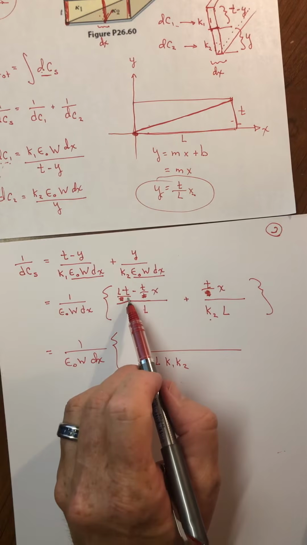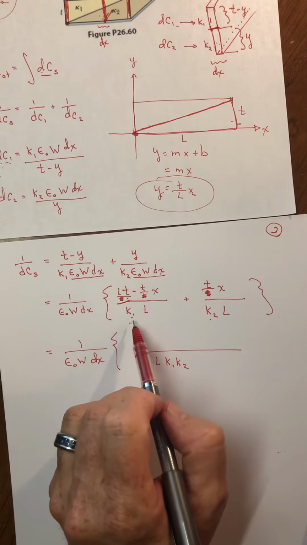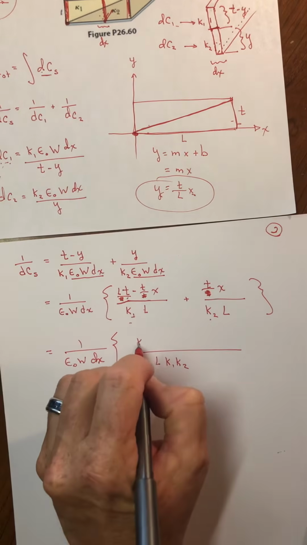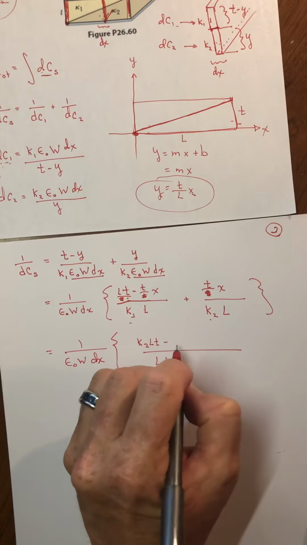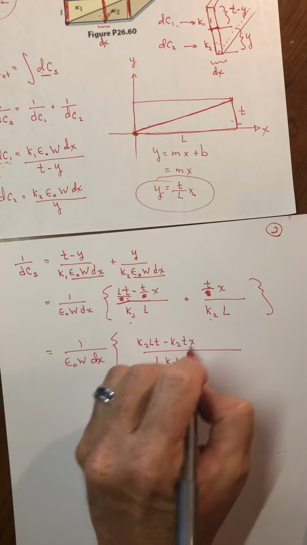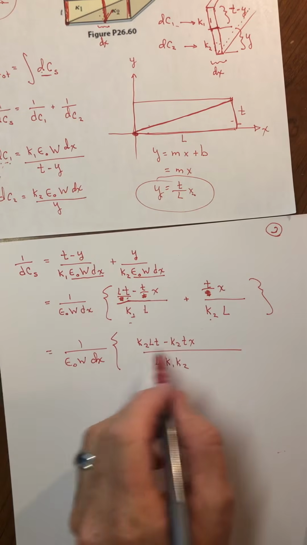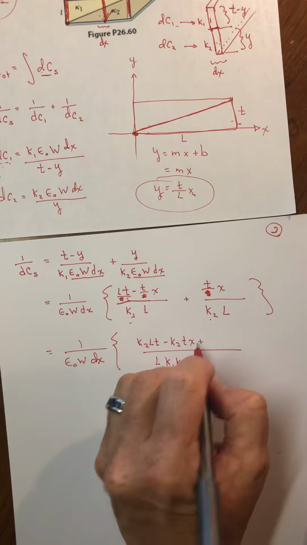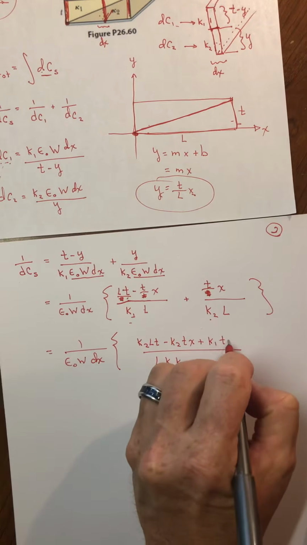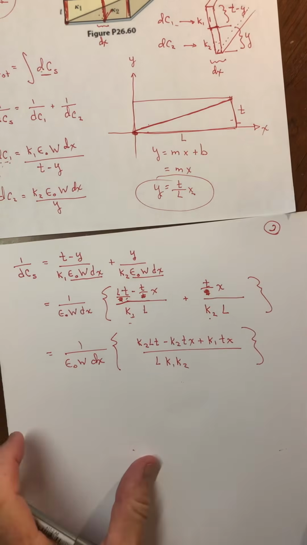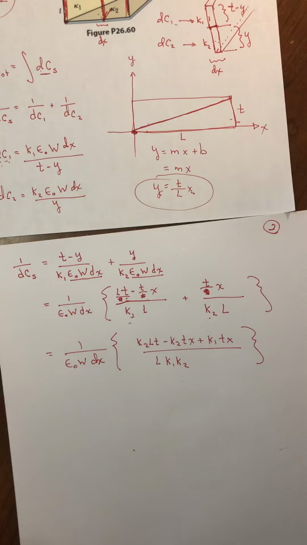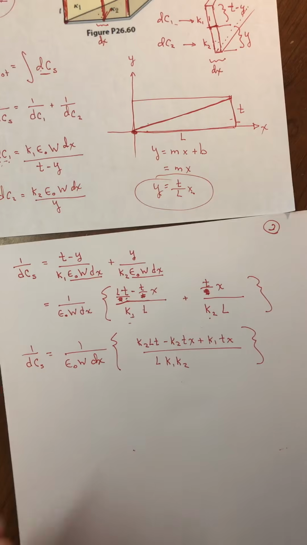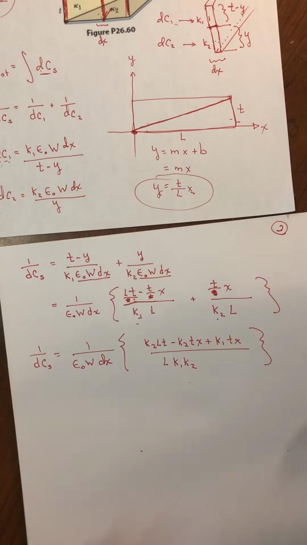So to get this one to the common denominator, I was multiplying by kappa 2. So I got to do the top by kappa 2. So this would be kappa 2 L over T minus kappa 2 Tx when I multiply each term by kappa 2. And then this one, to get the common denominator, I have to multiply by kappa 1. So this would be kappa 1 Tx. All right. So that's what I have for the reciprocal of this little microscopic capacitor that's in series.